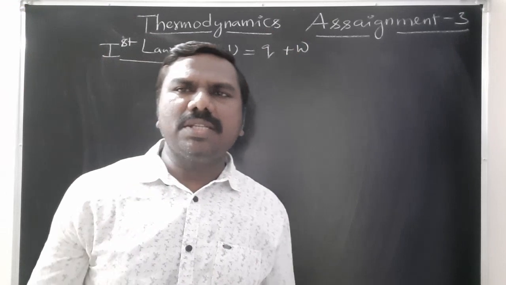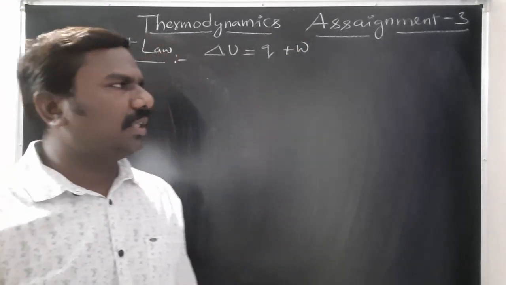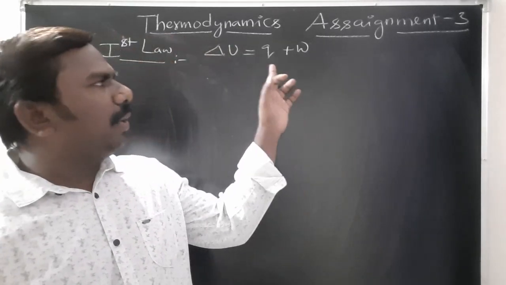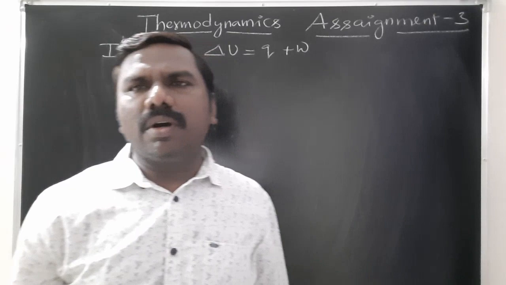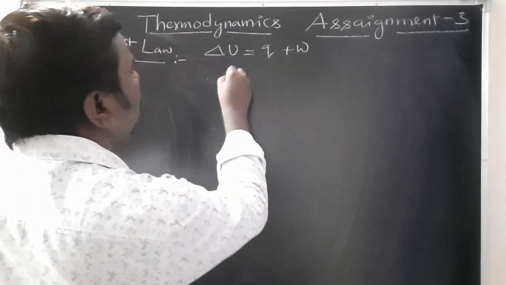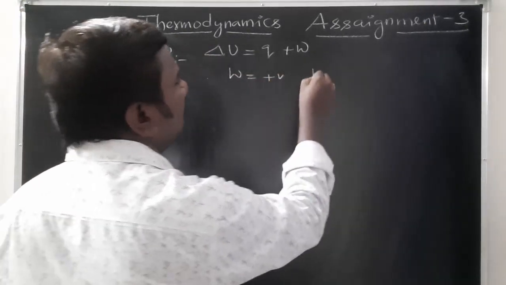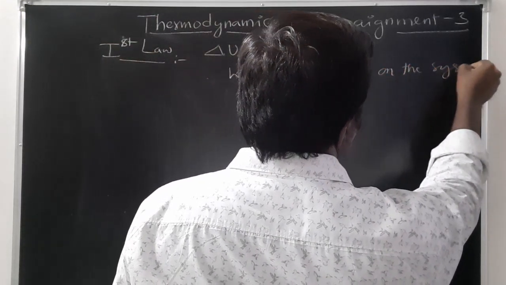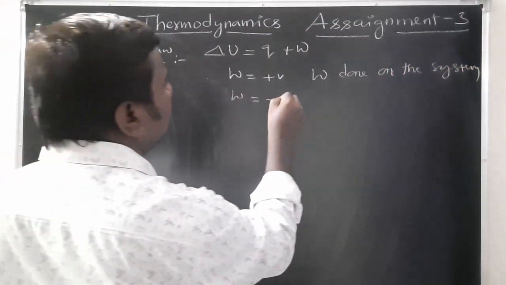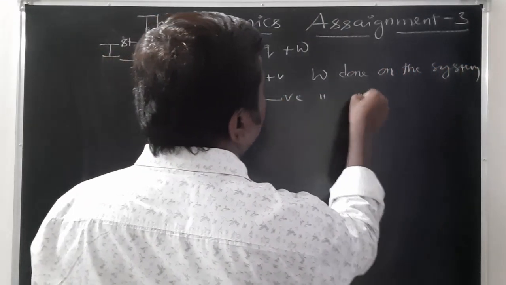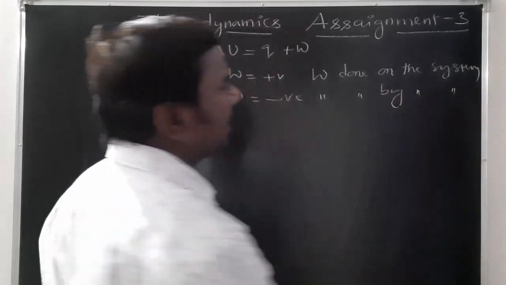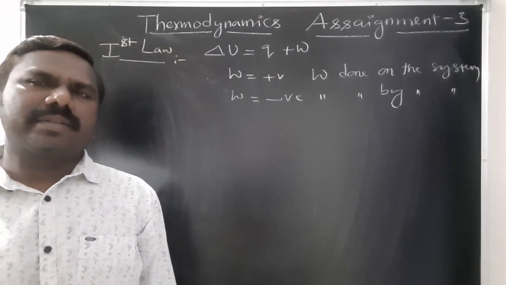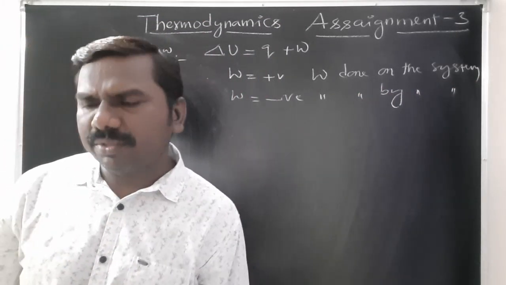Delta U means change in energy. U indicates energy in the new textbook; in the old textbook it was E. Q is heat, W is work done. If W is positive, that is work done on the system. If W is negative, it is work done by the system. So the signs are very, very important, students.